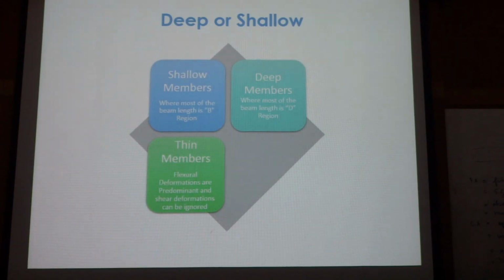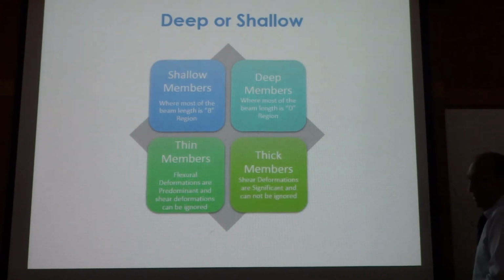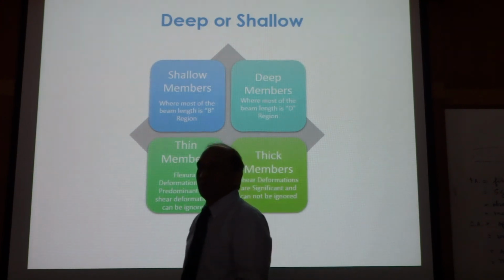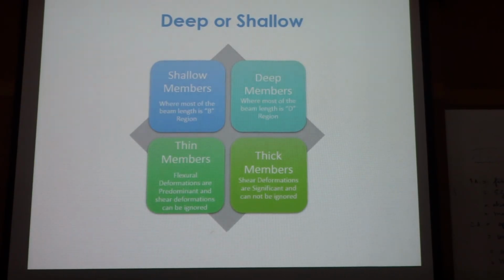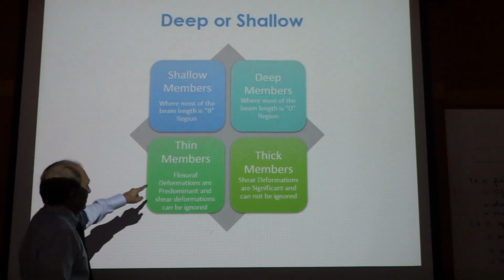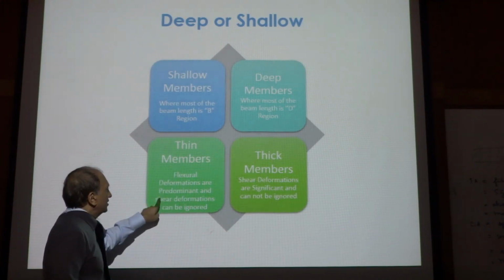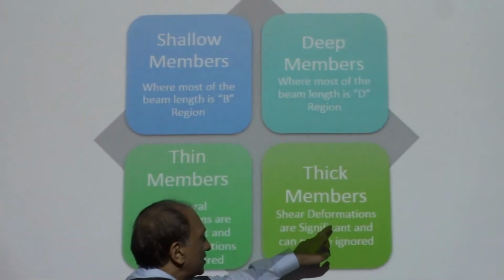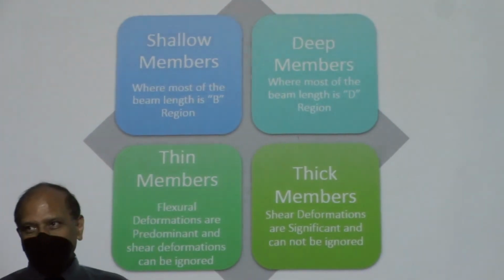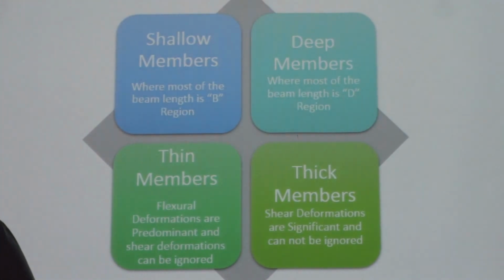Thin members and thick members. Many people get confused about these four terminologies: deep and shallow, thick and thin. Not the same. So a thick member doesn't have to be deep. A thin member doesn't have to be shallow. In a thin member, flexural deformations are predominant and shear deformations can be ignored. In a thick member, shear deformations are significant and cannot be ignored. We talked about shear deformations last time, right?